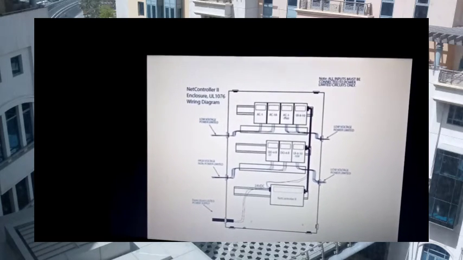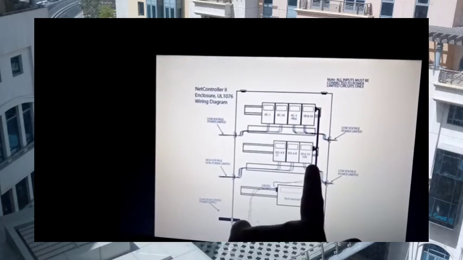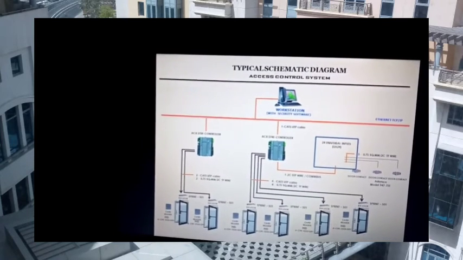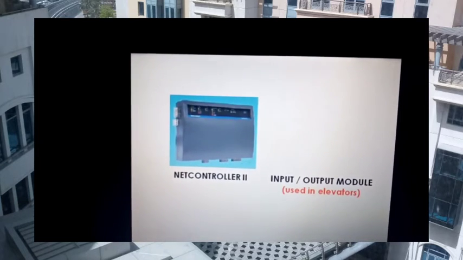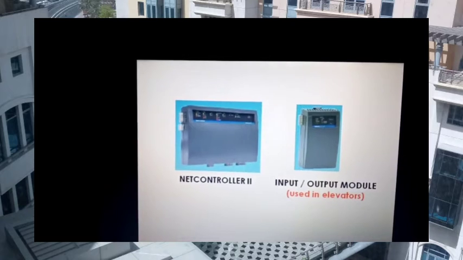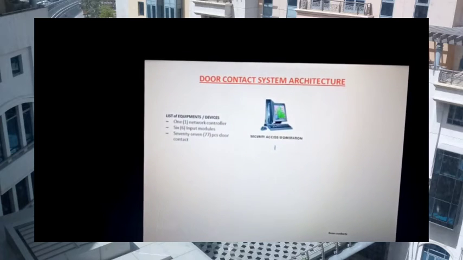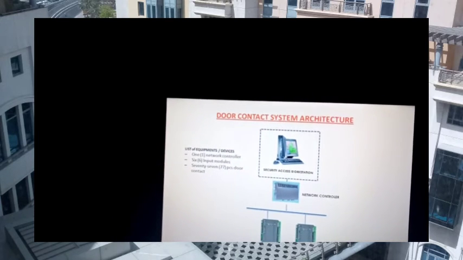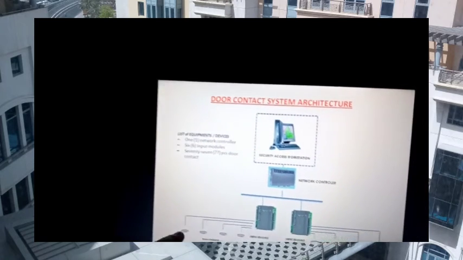This is normally a cabinet with the system, access system. Ito yung pinaka main net controller, and we have the input and output devices, controllers. Meron din tayong controller na ginagamit sa mga elevator. So we have a controller. After that should be input and output modules. Sa door contact system, ito po yung architecture. Meron tayong controller, and then we have the input modules, and doon na po si door contacts.